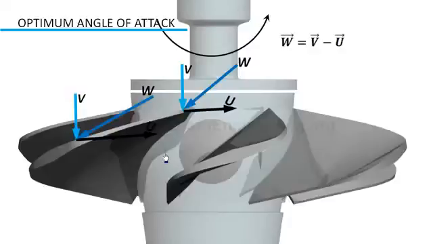There should be a continuous twist in the blade, from root to tip, so that at every cross-section the angle of attack is optimum. With varying flow conditions, the relative velocity will change drastically.